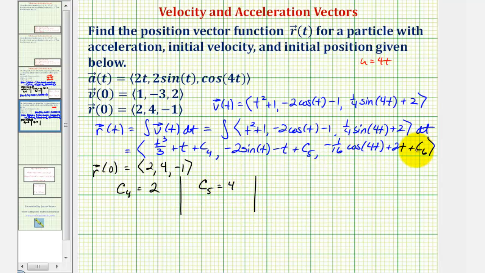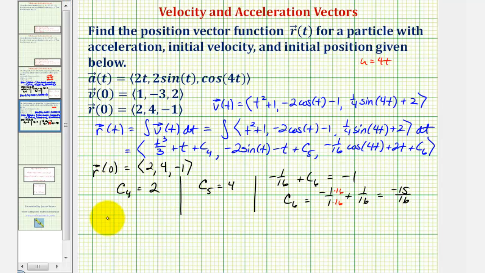And finally, looking at the z component, this one's a little bit more involved. When t is 0, we have cosine 0, which is 1. So we'd have the equation negative 1/16 plus 2 times 0, which is 0, plus c sub 6, which must equal negative 1. So if we add 1/16 to both sides, we'd have c sub 6 equals negative 1 plus 1/16. Well, of course, negative 1 is equivalent to negative 16/16, and therefore c sub 6 equals negative 15/16.